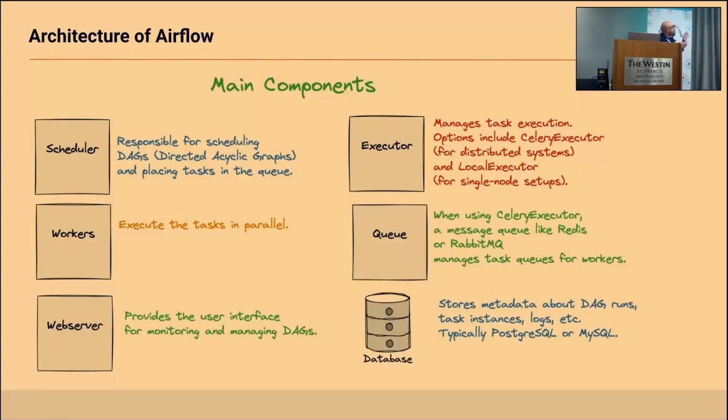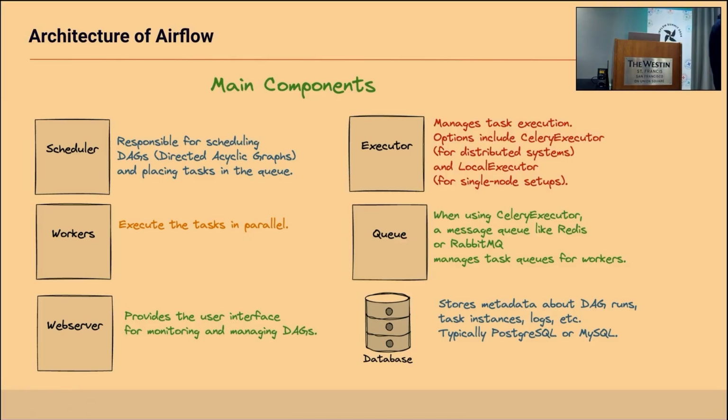So now coming to the existing components of Airflow. The way I see it, there are 6 main things: scheduler, executor, workers, the queue, web server, and of course the metadata database. Just as a refresher, the scheduler is responsible for scheduling your tasks. The executor manages the task execution. Workers will execute your tasks in parallel.